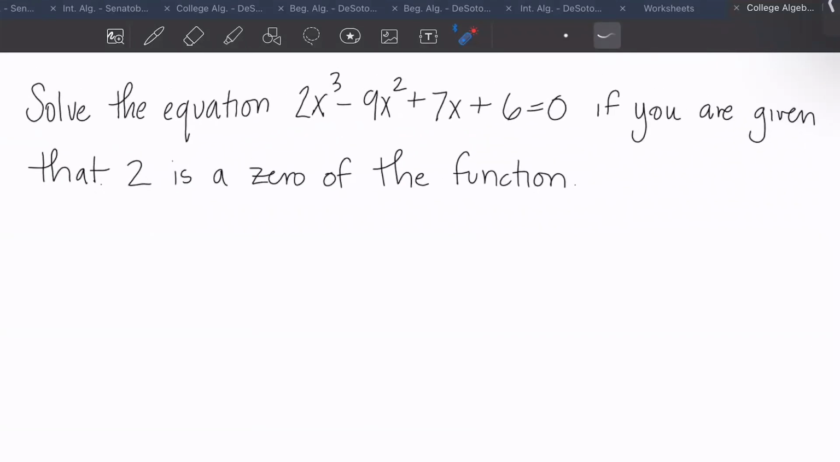All right. So this is saying, here's my equation. And I'm telling you that if you plugged in 2 for x, you would get 0. Because it's a 0 of the function, we are going to use synthetic division first.